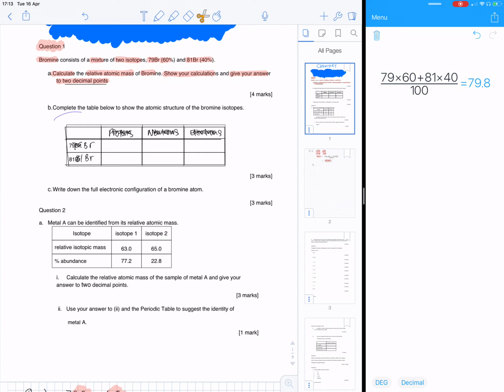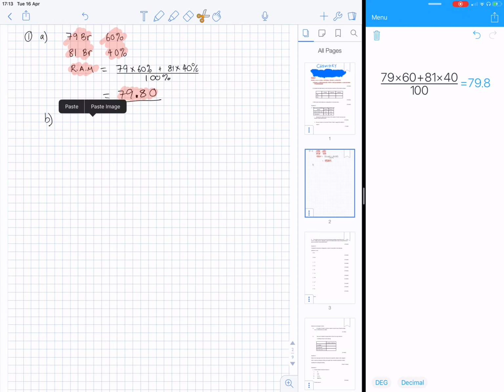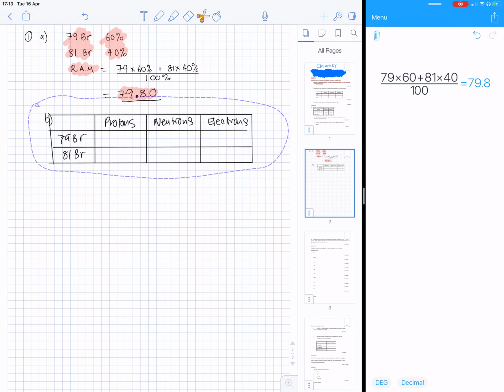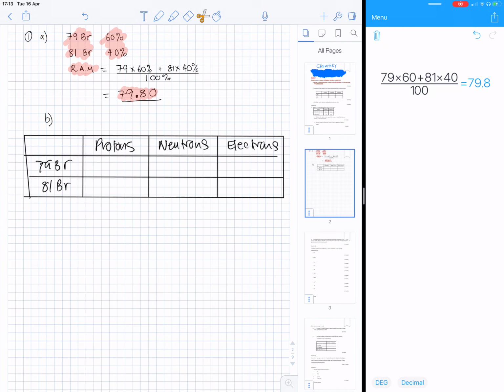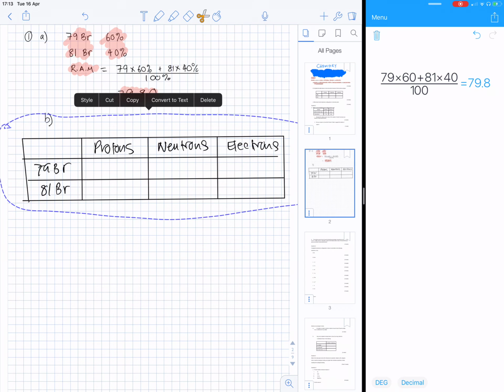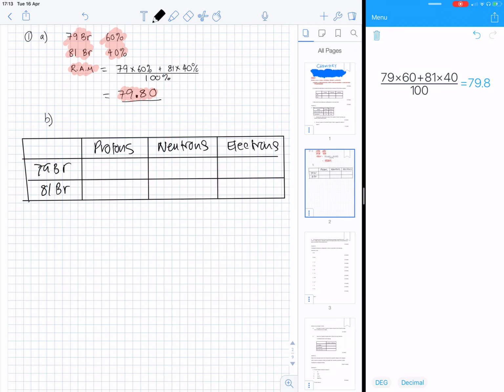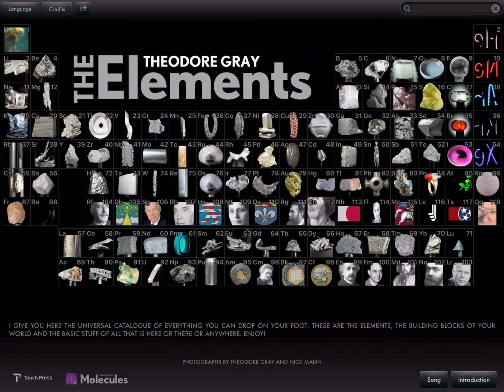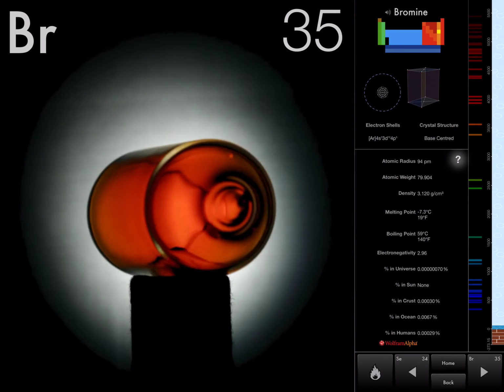Okay, and let me cut this. Cut it from there, and I'm gonna paste it here. Move it around. Make it bigger. Okay, that's sorted. I'm gonna use a different color pen. But before we do that, we need to find the atomic number for bromine, and the atomic number for bromine is 35.